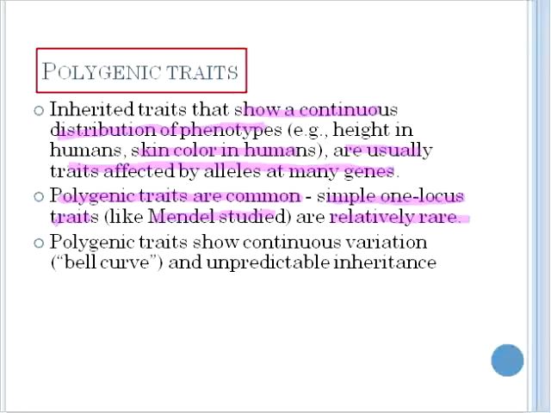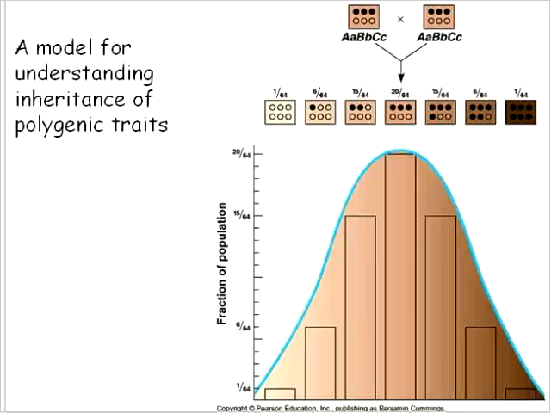Polygenic traits typically show a continuous variation, that is, a bell curve, and relatively unpredictable inheritance. A model you can see here. For example, if you had a trait which is composed by many genes, polygenes, in this case A's, B's, and C's, depending on the extent of A's, B's, and C's dominant or recessive, that determines where it falls on the continuum.